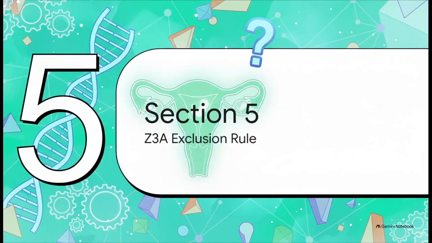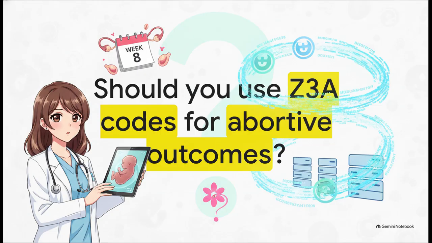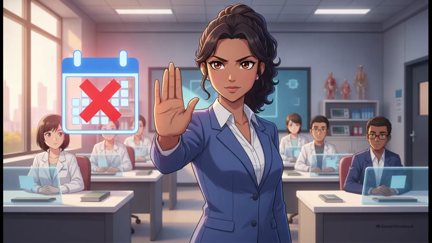Section 5. The Z3A exclusion rule. Before we wrap up, I have a quick scenario to test your knowledge. When you're reviewing documentation for an ectopic or molar pregnancy and the chart clearly states the patient is at exactly 8 weeks gestation, should you also build a Z3A code to report those specific weeks of gestation alongside your O00 to O08 codes? What do you think? The answer is a hard no.